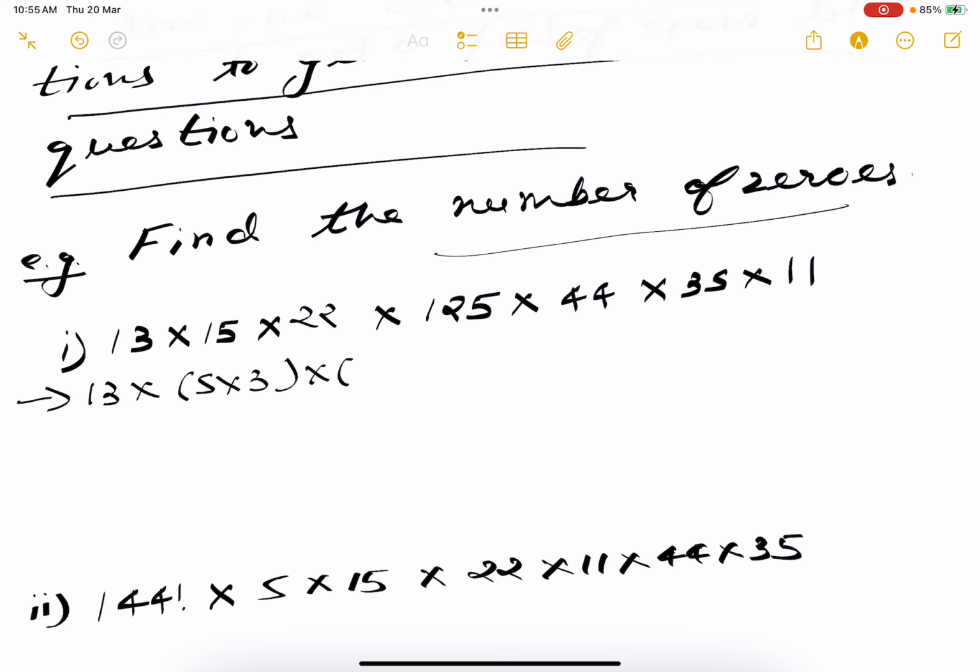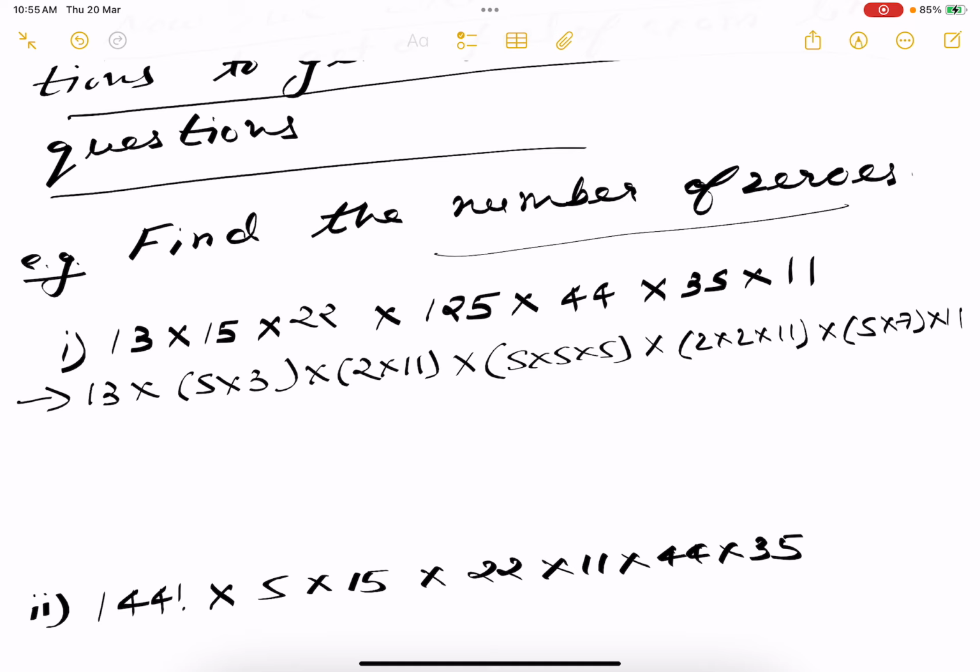We can write it as 2 into 11, and 25 we can write as 5 into 5 into 5. And 44 we can write as 2 into 2 into 11, and 35 we can write as 5 into 7, or 11 goes the straight way.